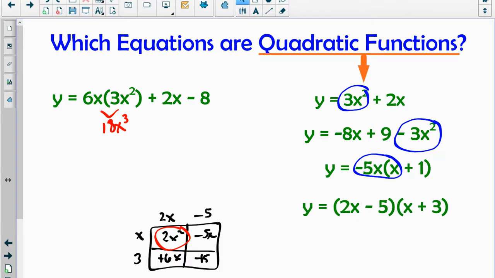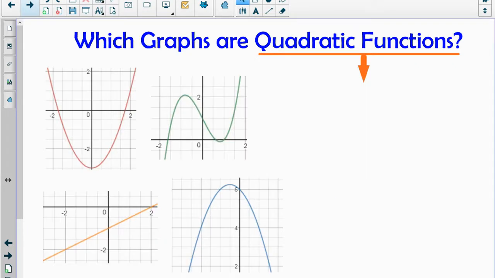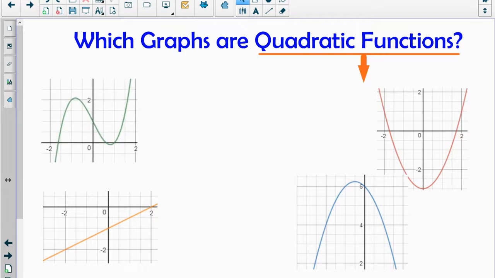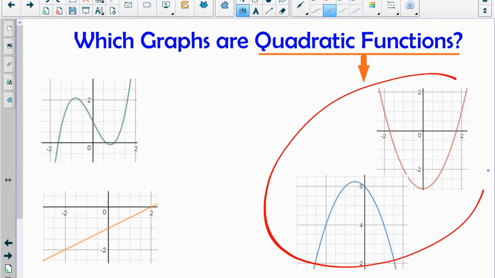So first and foremost, if you see x squared as the largest power of x and the equation's been simplified, that's what makes it a quadratic function. Okay, quadratic, x squared. For graphs are pretty simple. It's just looking at it and finding that parabola. Remember that parabola shape? It's kind of U-shaped. The arms either both go up or both go down. So I see that I have one parabola there and another parabola right there. So the two on my right here are my quadratic functions because I have my parabola shape.